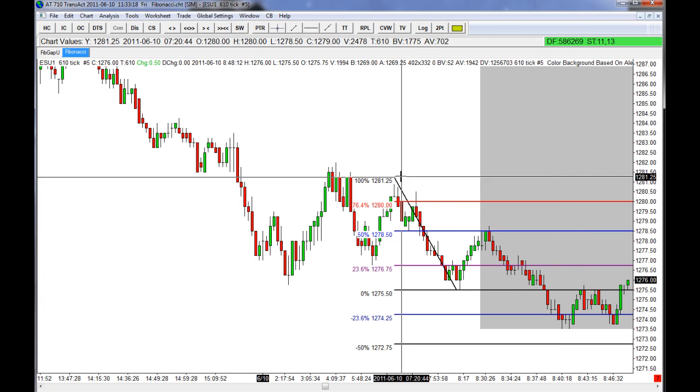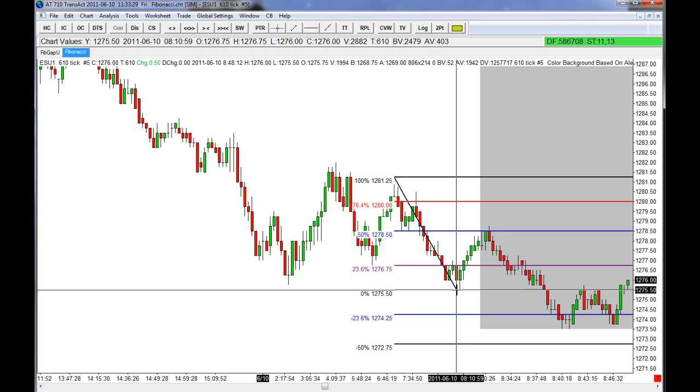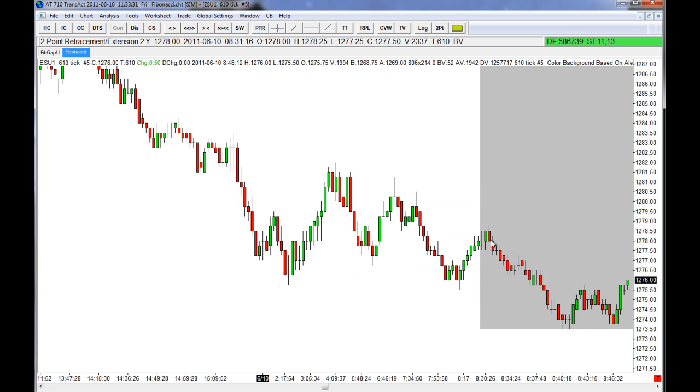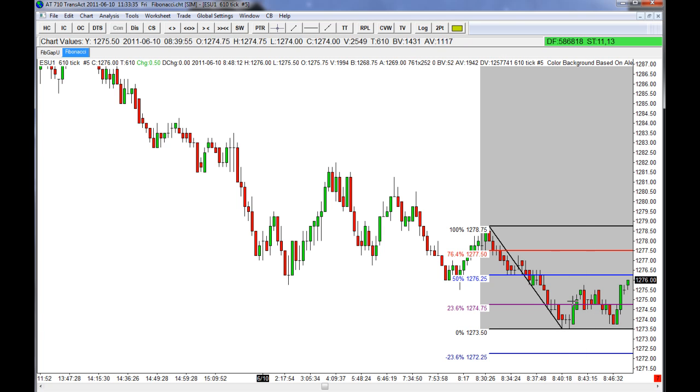So by now, since we were drawing another fib in the same direction as this one, I consider that to be the market showing direction. So I drew my second fib from this high to this low. I placed a limit sell order at 1276.